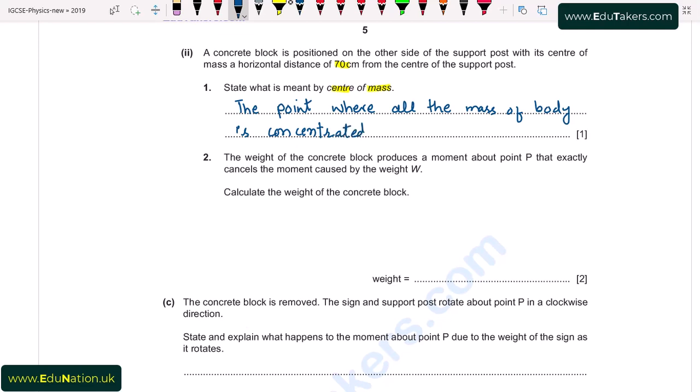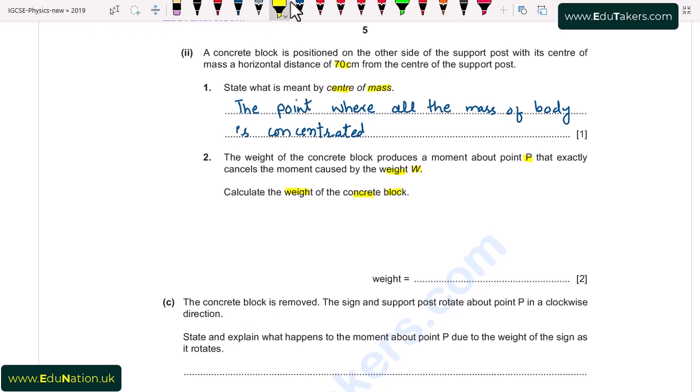So this point is known as the center of mass. Part 2. The weight of the concrete block produces a moment about point P that exactly cancels the moment caused by the weight W. So, calculate the weight of the concrete block.